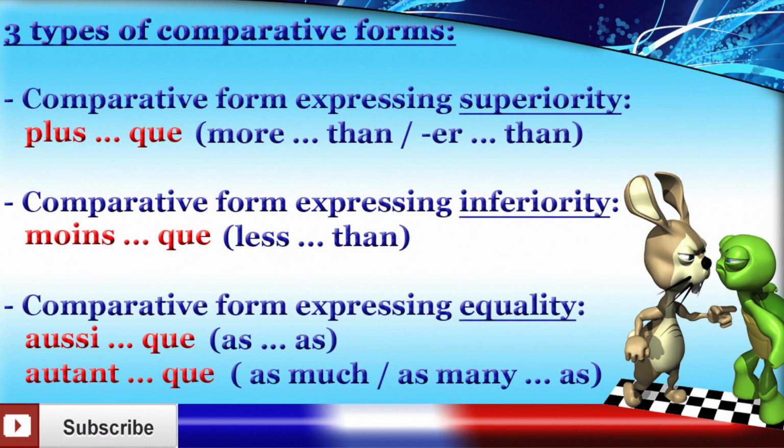So there are three types of comparative forms. The comparative form expressing superiority, formed with the words plus que, meaning more than, or than. The comparative form expressing inferiority, formed with the words moins que, meaning less than. And the comparative form expressing equality, formed with the words aussi que, meaning as, and autant que, meaning as much as, or as many as.